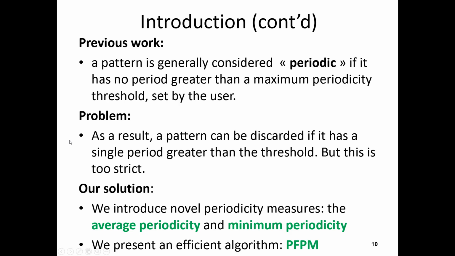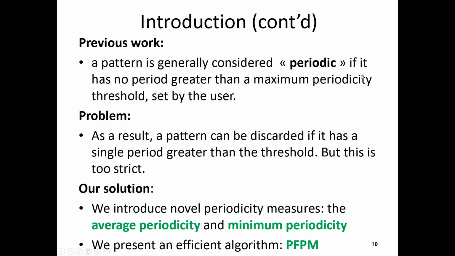So there have been a few papers about finding periodic frequent patterns. Generally, they say that a pattern is periodic if it has no period greater than some maximum threshold. So what is a period? A period means the time between two occurrences of the itemset. So for example, if you have an item like wine or apple, then apple appears every week. So that means the period is 1 week, for example. Between two occurrences where the people buy it, we say the period is 1 week or 2 weeks, for example.